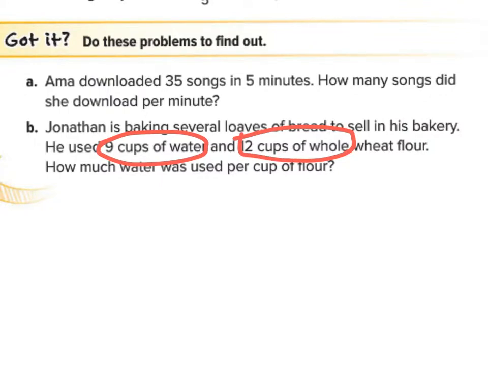How do you know which number will go on top and which one will go on the bottom? Well, the one that you want to bring down to the 1 is the one you will put in the bottom. And the question is how much water was used per cup. Per cup is telling you each cup. So because that's the number we want to bring down to 1, that has to be the number on the bottom. And we have 12 cups.